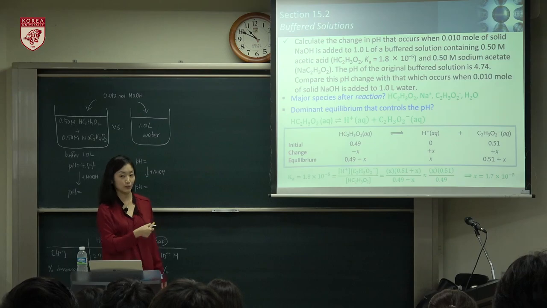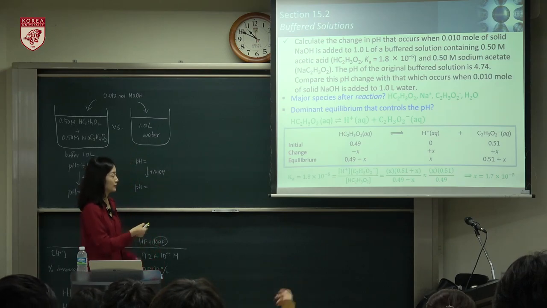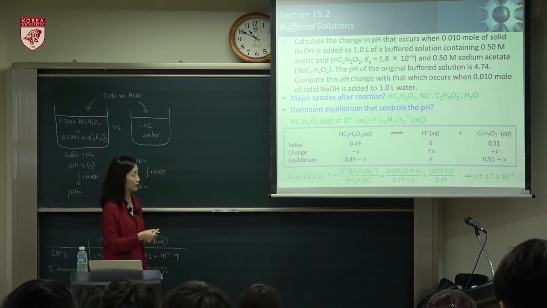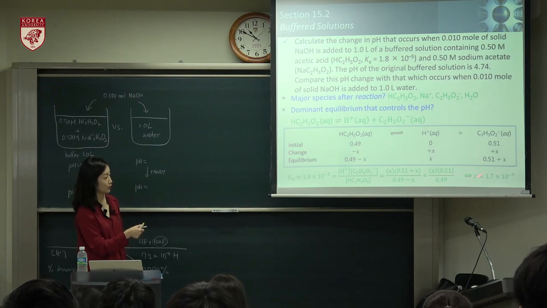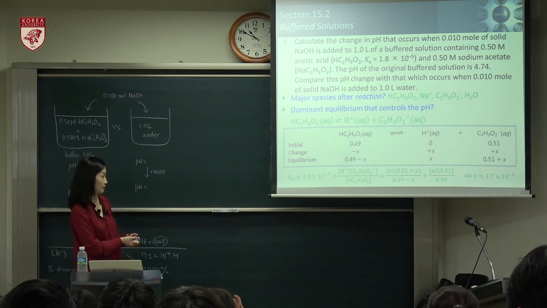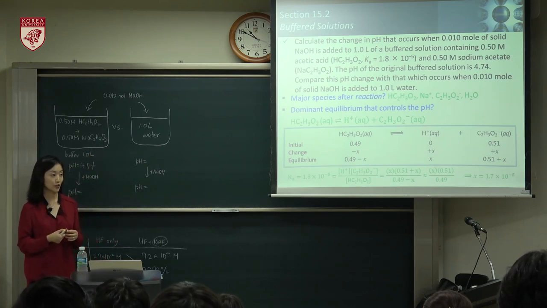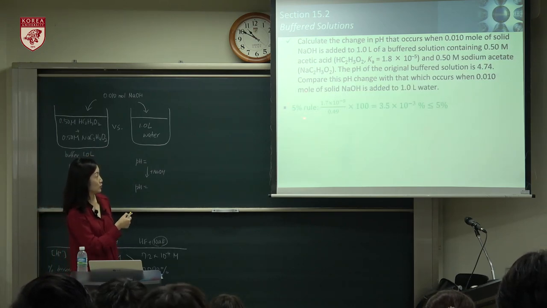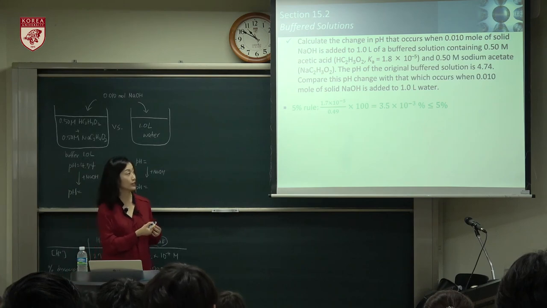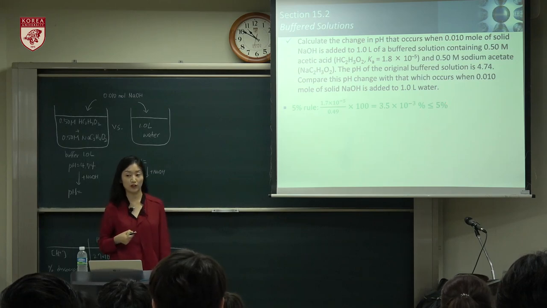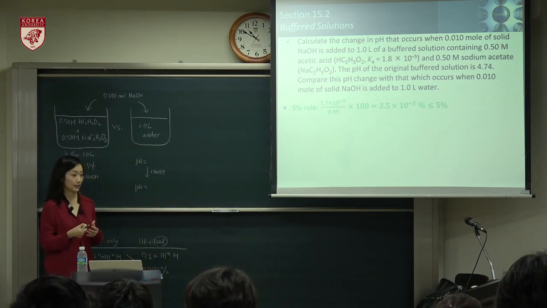We'll assume X is much smaller than 0.49 because Ka is a very small value. It's 10 to the negative 5. So if we do the math and solve for X, X is then 1.7 times 10 to the negative 5. Since we made an approximation, we have to check whether our assumptions are valid. We use the 5% rule. So X over 0.49 times 100 is only this much, which is much smaller than 5%. So we know our assumptions are valid.